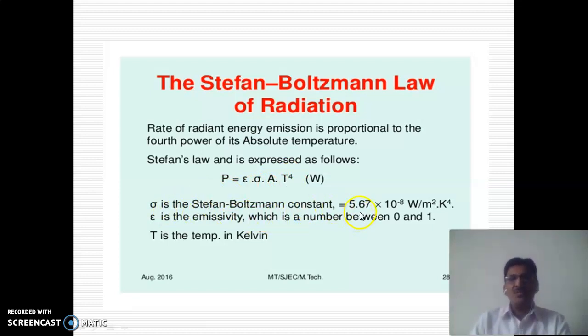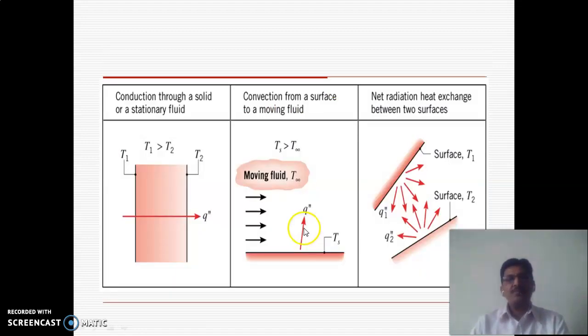The value of this constant is 5.67 into 10 raised to minus 8 watt per meter square Kelvin raised to 4, where emissivity is a number between 0 and 1, and T is the temperature in Kelvin. So emissivity always varies from 0 to 1. By using this law you can find the heat transfer rate or the radiant energy emission in the radiation mode of heat transfer. Here you can see the three modes of heat transfer that we already studied, that is conduction, convection and radiation.